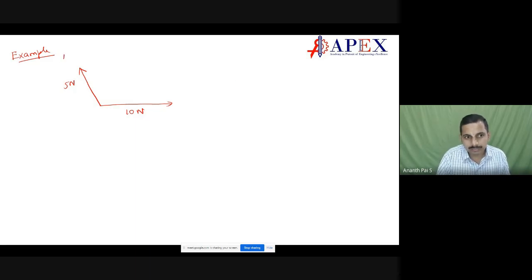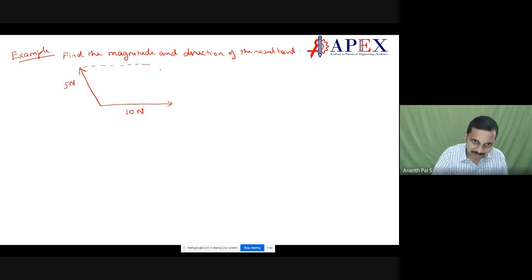Find the magnitude and direction of the resultant. Very simple, students. I know you may feel it's very simple, but still we will do it. So let us take what is the resultant. This is the resultant R. Now we have to find the magnitude and direction of this resultant. Can we do it? So first of all, to find the magnitude, what do you do?